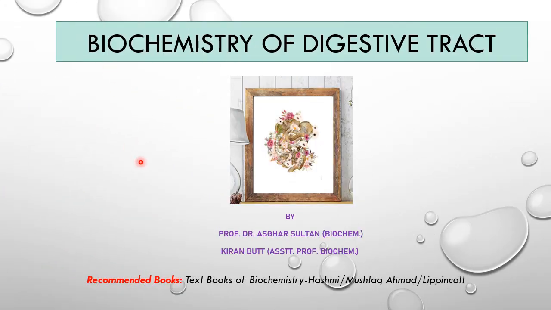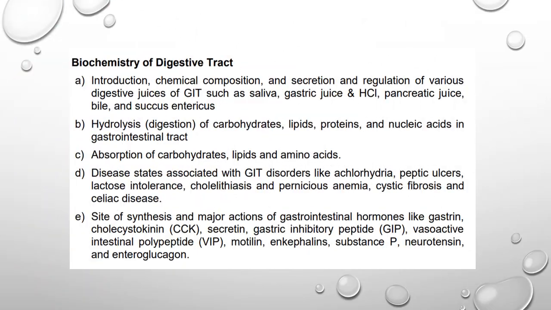Dear students, today we are going to start another important topic of biochemistry, and that is entitled as Biochemistry of Digestive Tract. Under this topic, we are going to see these contents in detail. The very first one is introduction, chemical composition, secretion, and regulation of different types of digestive juices of GIT, including saliva, gastric juice, pancreatic juice, bile, and succus entericus, which is also called as intestinal juice.